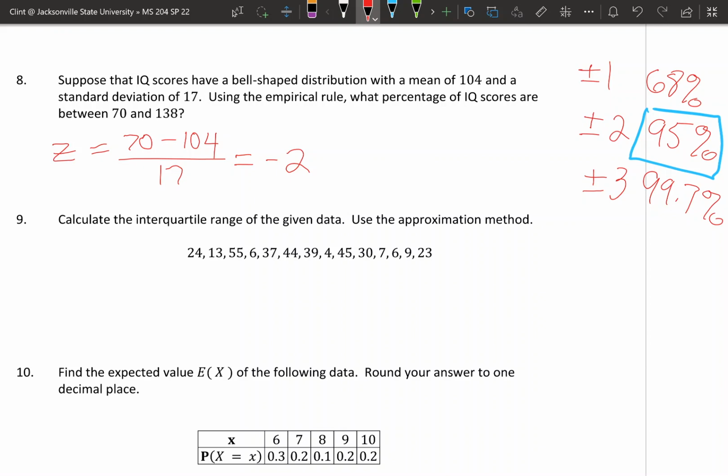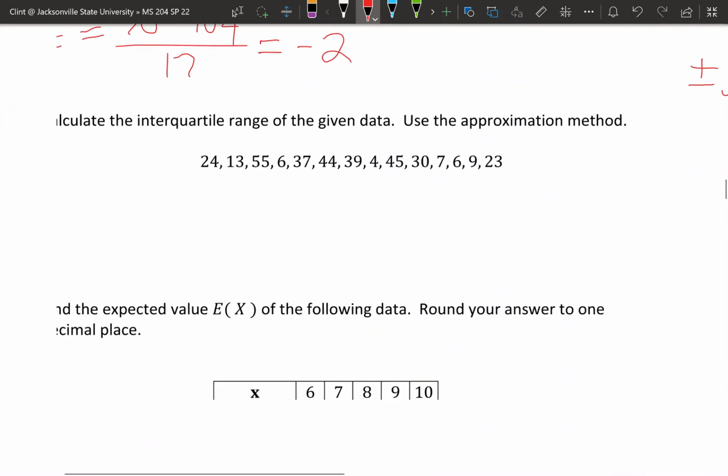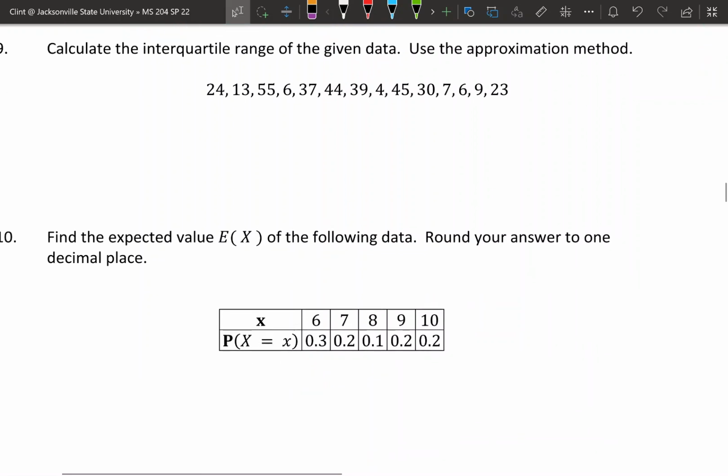Number 9 is calculate the interquartile range. To do that, we've got to get the quartiles, and I wish I would have remembered to put this data in order first because we need to do that. But let's see, so 4, 6, I believe, is next. And we got another 6, and then a 7, and then 9, 13, and then 23 and 24.